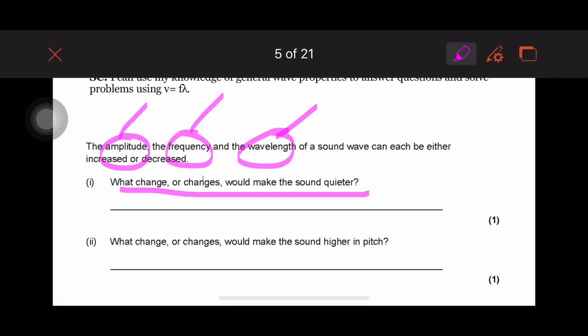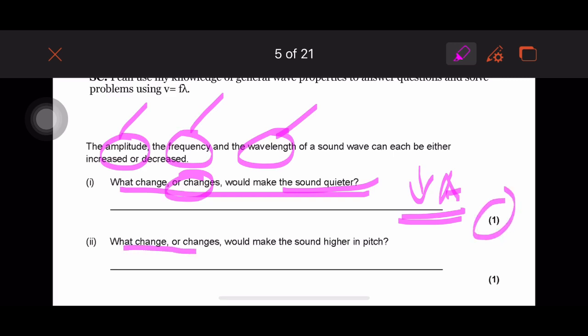So what change or changes would you make to make the sound quieter? We're going to change its amplitude. We are going to lower its amplitude. You have to write this in words. Do not answer like this because they will not give you 1 mark for it. Next: what change or changes would you make to make the sound higher in pitch?